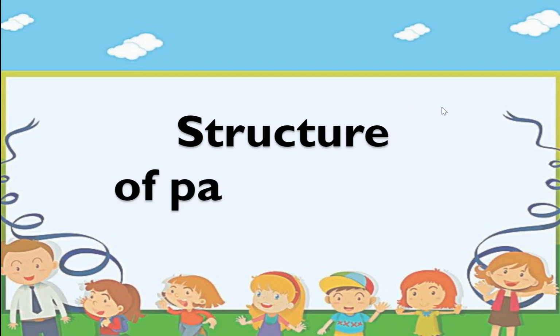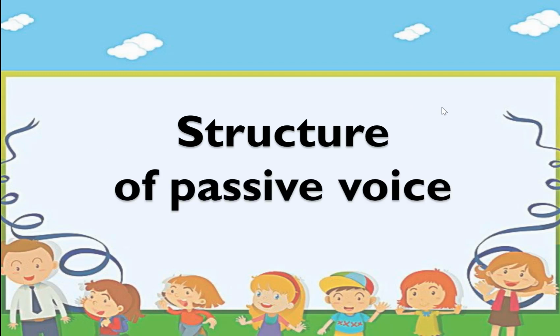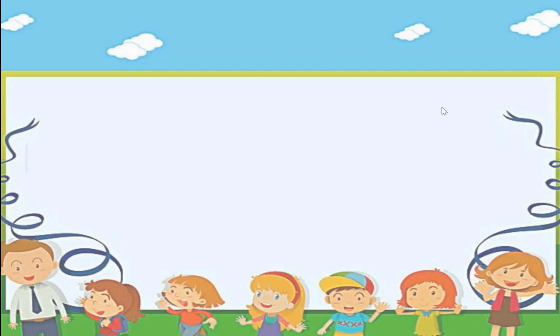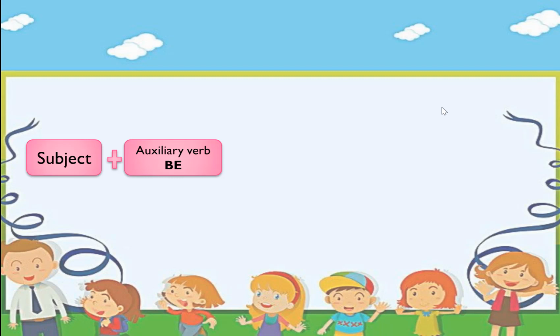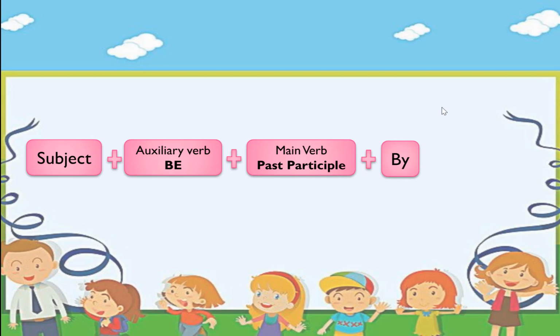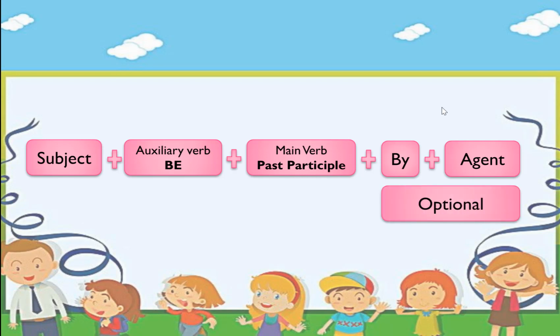Let us look at the structure of a sentence which is in the passive voice. First, we have the subject, which is the receiver of the action, and then we have the auxiliary verbs or the be verbs. Next, we have the main verb, which is in its past participle. And we also have the word by plus the agent. But we must take note that by and agent are sometimes optional in the passive voice.